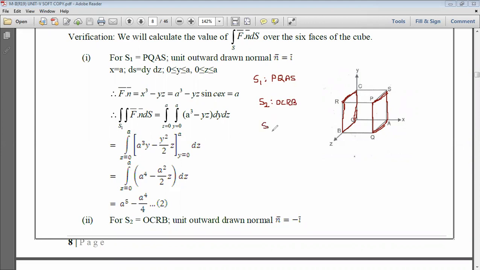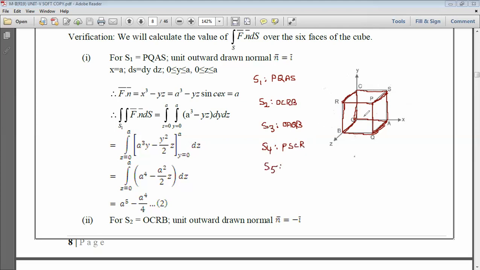In the same way, if you are taking the third face, suppose I am choosing this, right? So OA QB. And the fourth face, the fourth surface, is simply the opposite one. So opposite to this is nothing but PC or PSCR. And the next face is S5.